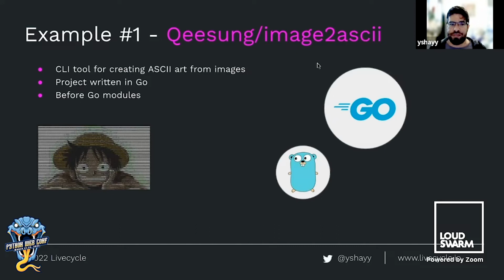So I'll start with the first example. This is a simple CLI tool for creating ASCII art from images. It's written in Go, in an old version of Go. So let's open VSCode.